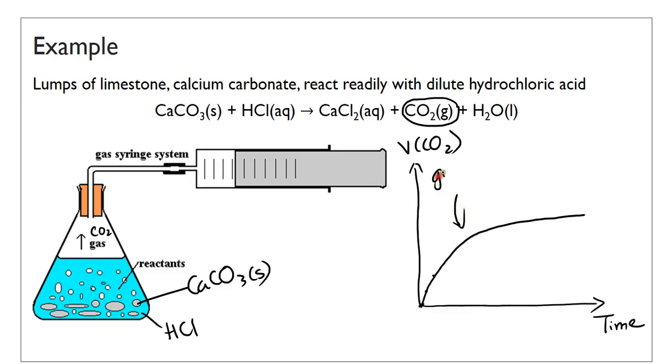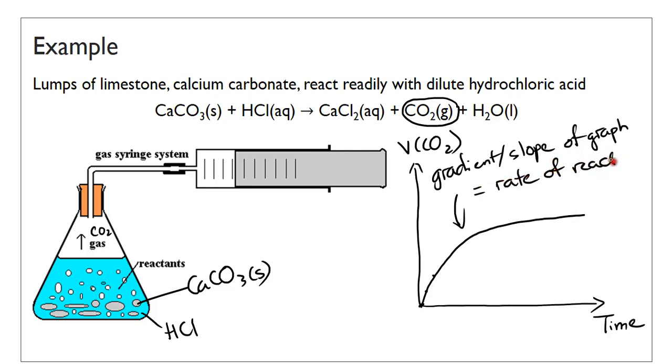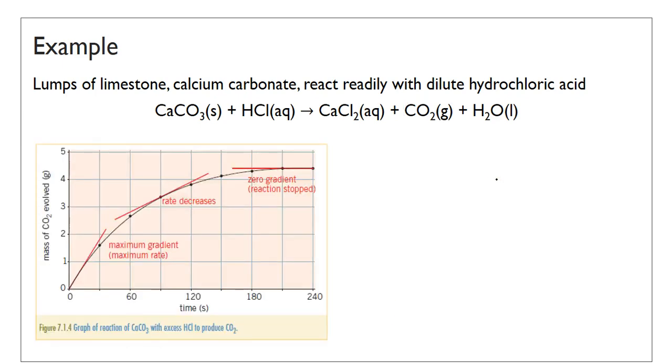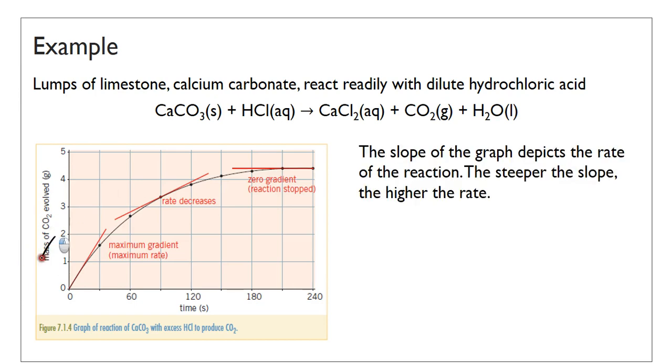So gradient or slope of graph, this is going to be the reaction rate. If it has a higher gradient, then the rate of reaction is faster. Now this is a very distinctive shape, and I know this one says mass, but you can also go with volume. Actually, I don't know how to calculate the mass here, so let's go with volume. So the slope of the graph depicts the rate of reaction. The steeper the slope, the higher the rate.